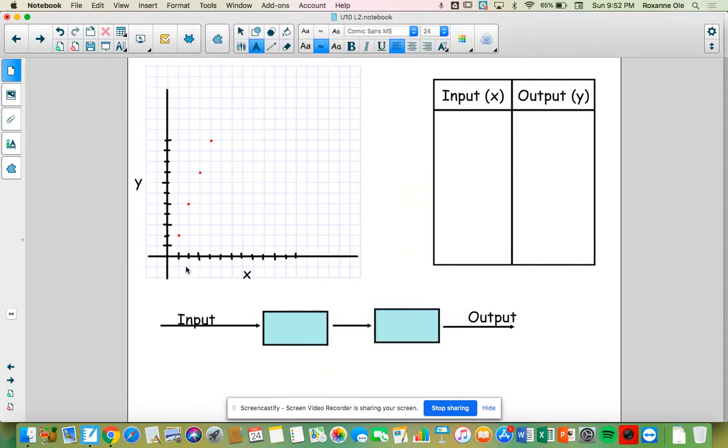Here, our input is x. I noticed I put x up here and y here. So on the x-axis, when we have 1, we have 2 on the y-axis. So let's look at that. So we have 1 here.